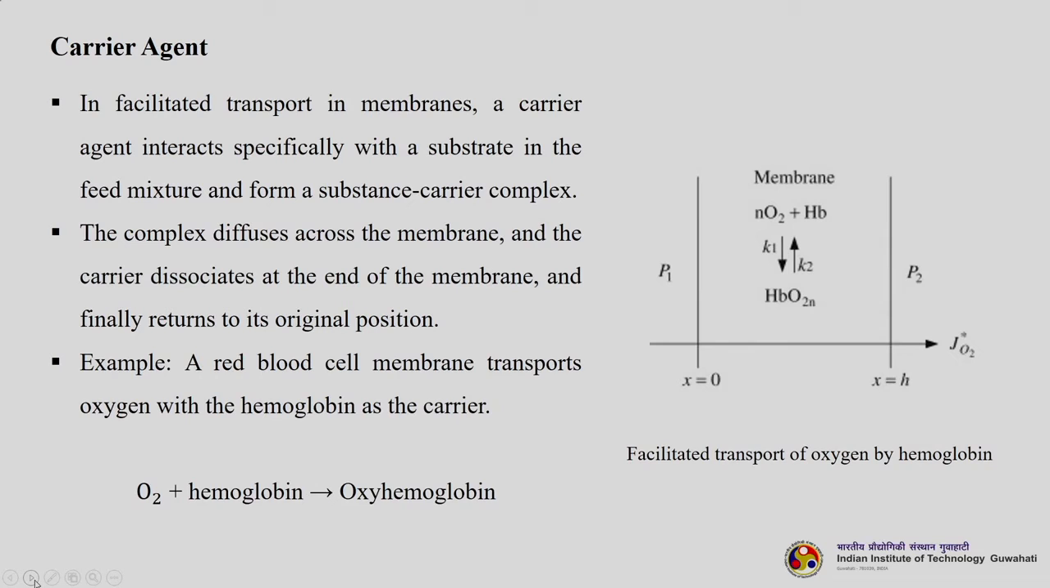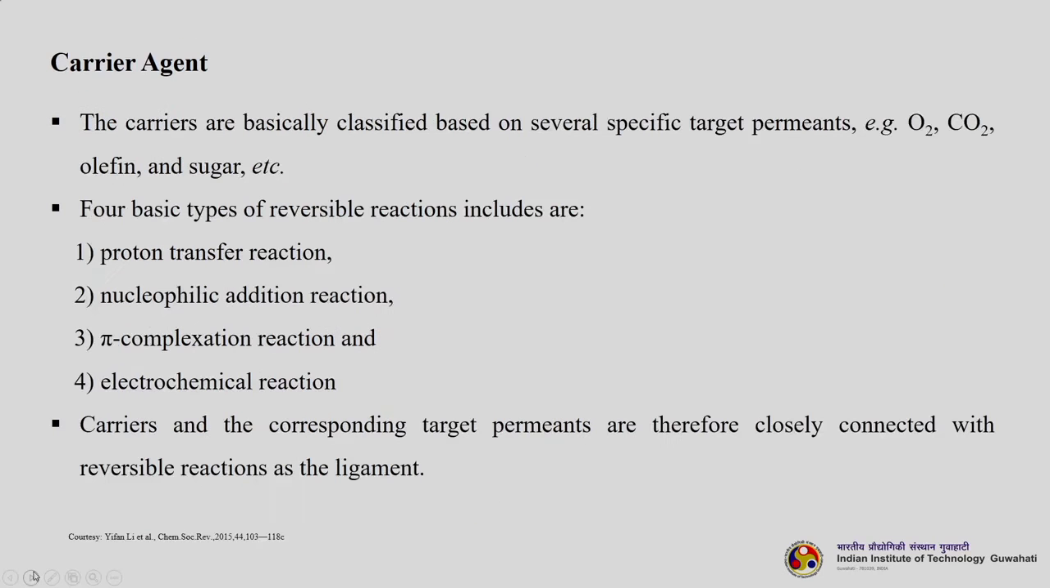Finally, it returns to its original position. Just as we discussed earlier with oxygen transport through the cells, oxygen in the presence of hemoglobin forms an oxyhemoglobin complex. This complex diffuses through the membrane, then releases oxygen here, and the hemoglobin is back to business. The carriers are basically classified based on specific target permeates, as for example, whether it is carrying oxygen, an oxygen permeate carrier, or a carbon dioxide, olefin, or sugar carrier, etc.